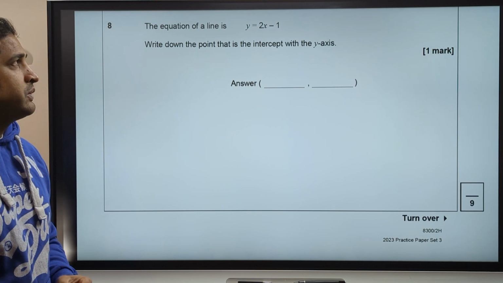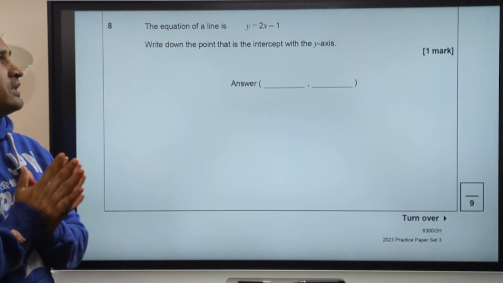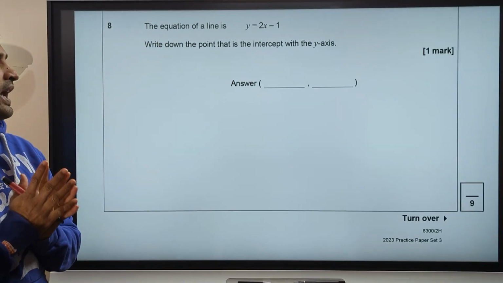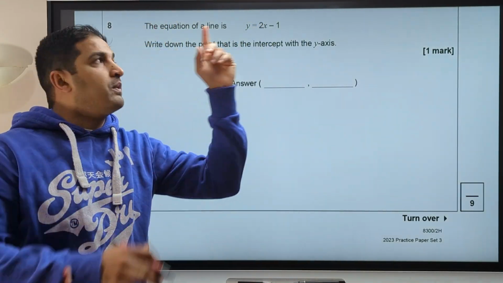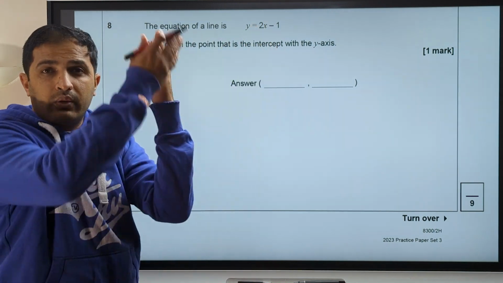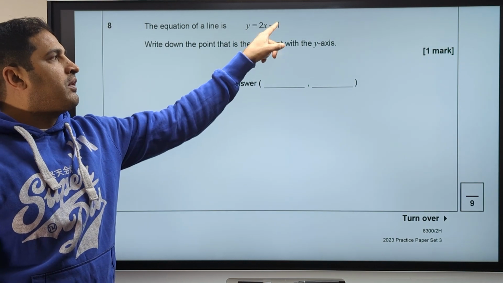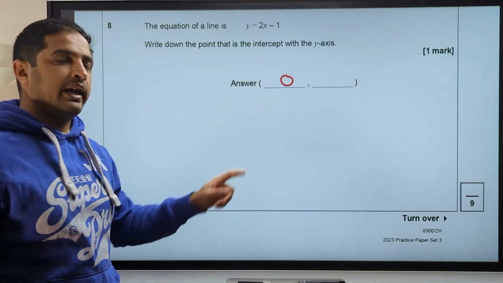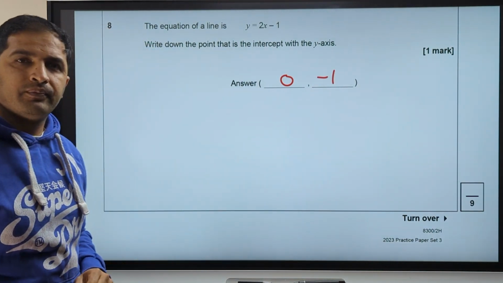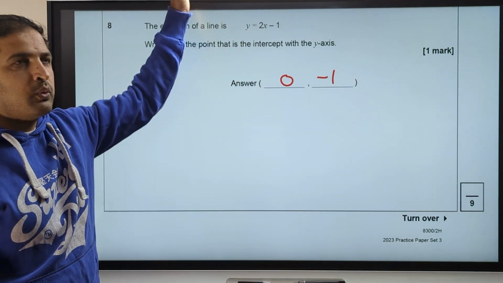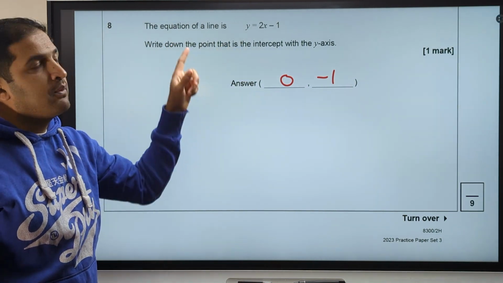Equation of the line is y equals 2x minus 1. Write down the point that intersects with the y-axis. So y-axis when x is 0. The line will cross the y-axis when you make x to be 0. That's where the y-axis is. So if you make x to be 0, my y value would be negative 1. That's it. So substitute x equal to 0, you work out where the y-axis is and where that point y value is going to be when x is 0.